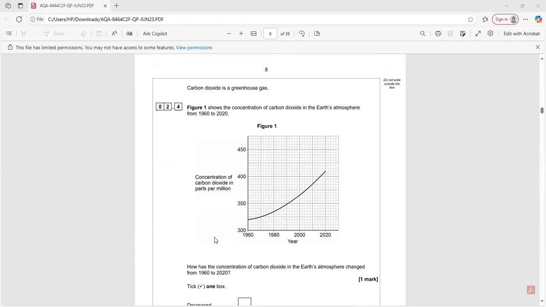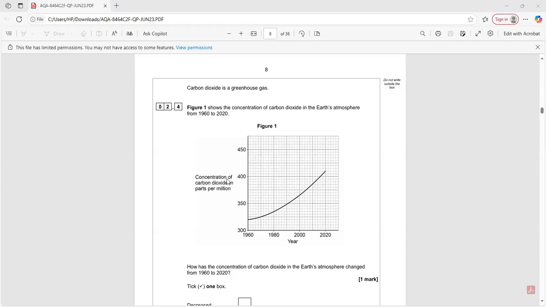It says carbon dioxide is a greenhouse gas. True. That's why it causes global warming. That's the whole idea. It says figure 1 shows the concentration of carbon dioxide in the Earth's atmosphere from 1960. Okay, that's the time Nigeria got independence. From 1960 to 2020. Okay, the year of COVID, where we were all on lockdown.